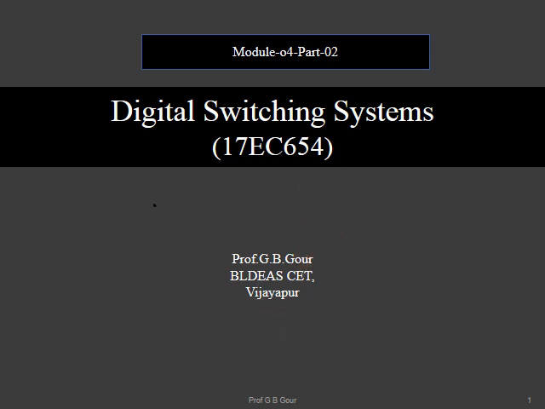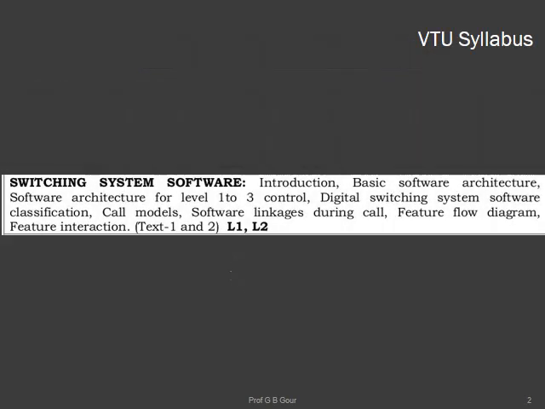So let us see the syllabus. Mainly we have here introduction, basic software architecture at three different levels. Real time, three different levels are there. DSS software classification, call models, software linkages during call, and feature flow diagram along with some interactions between some special features that we'll see when we are going to conclude this one. So let us start with the introduction here.